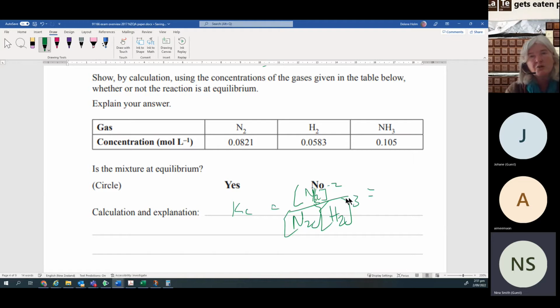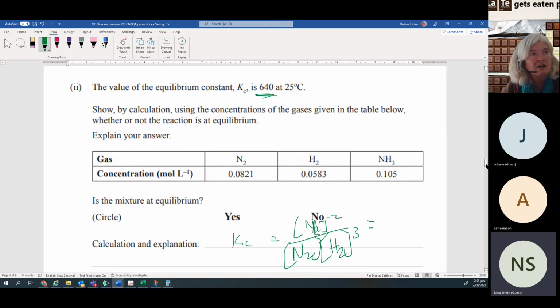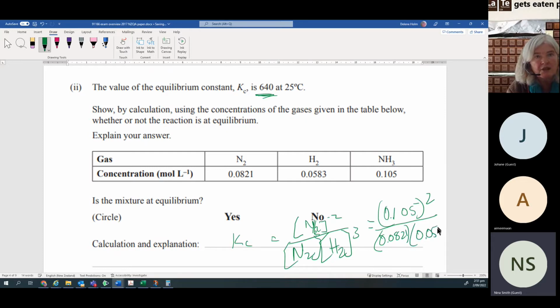cubed. Now you do need to be able to use your calculator. I'm not going to do the calculation, but even if you don't do your calculator, make sure you write at least these sort of things in there. Squared. Now I've changed the square brackets to round brackets because now it's just a number. The N2 is 0.0821 and this is 0.0583 cubed.